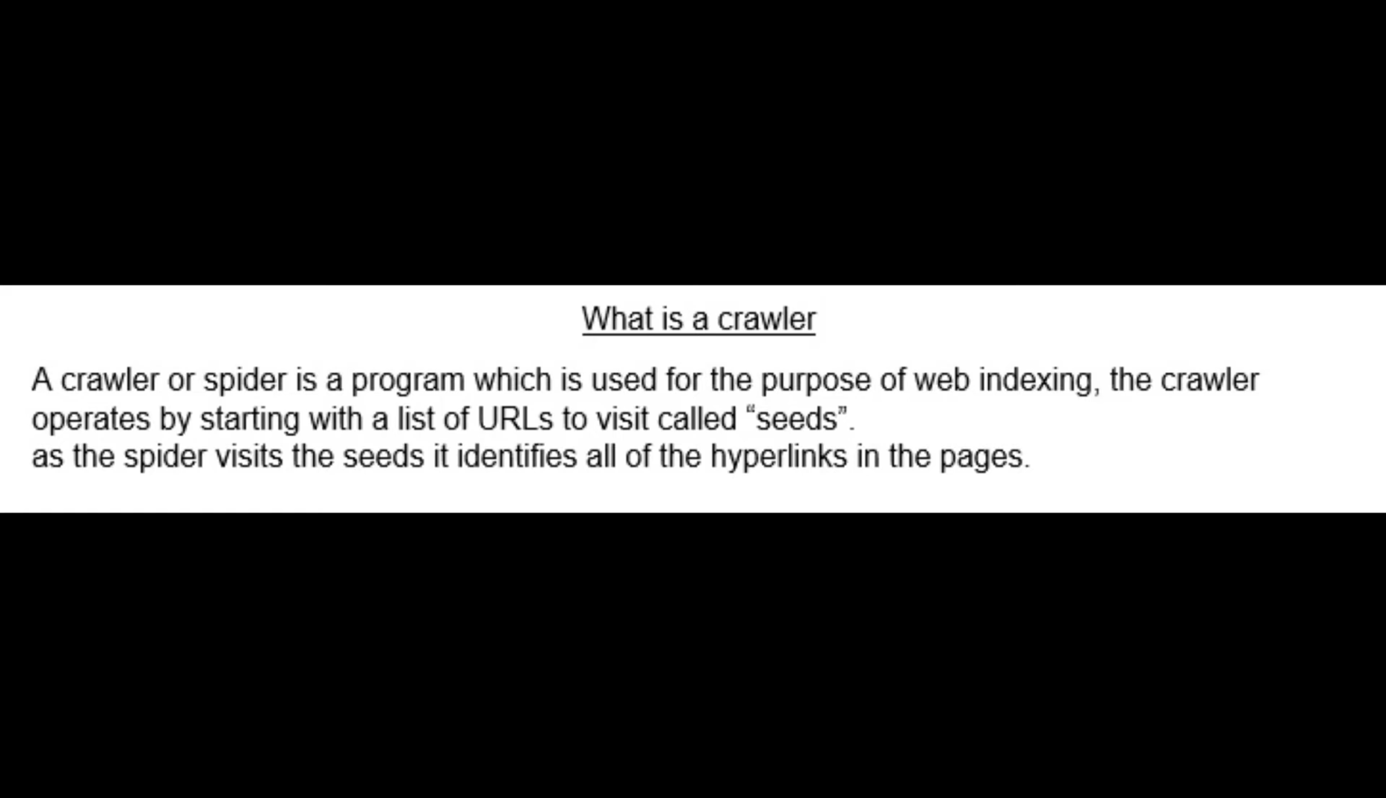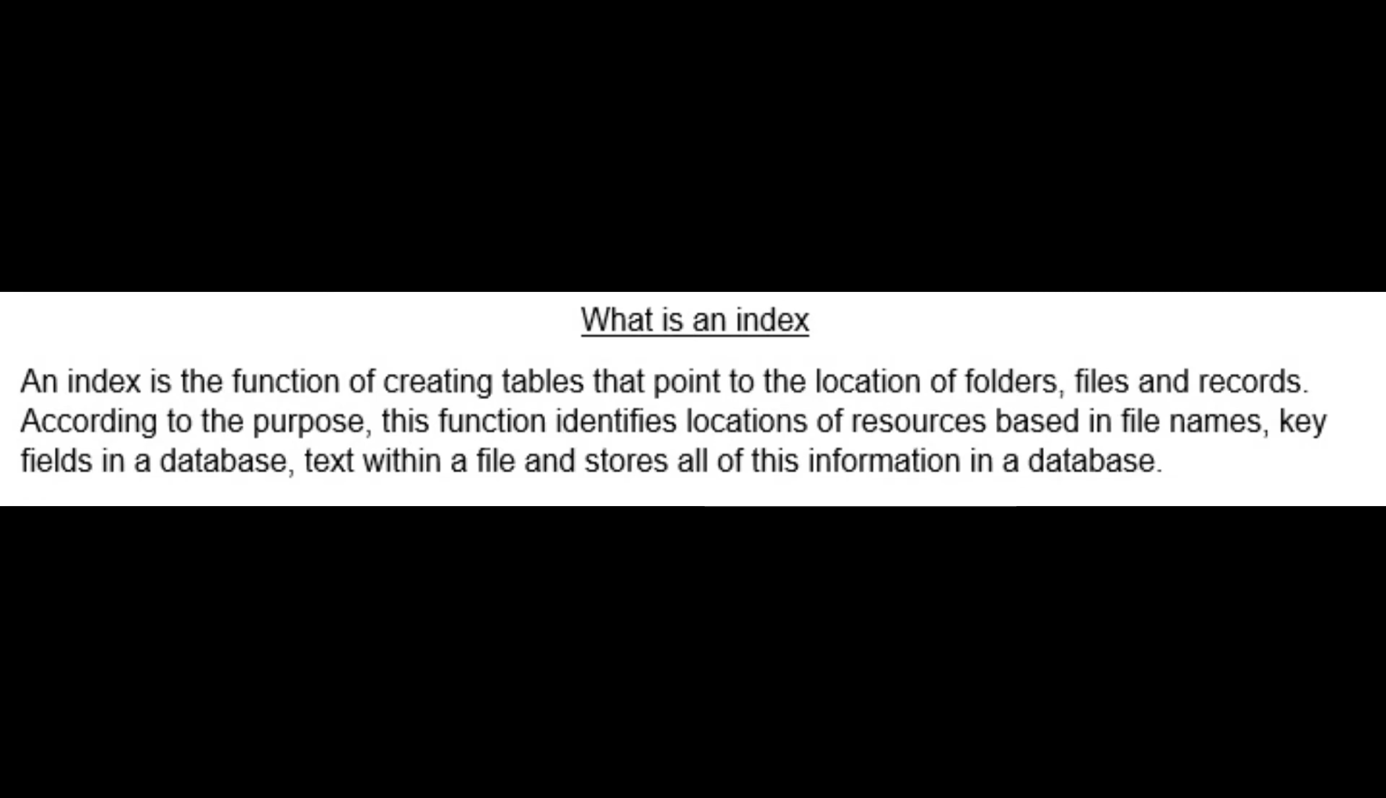We'll start with the crawler. A crawler or spider is a program which is used for the purpose of web indexing. The crawler operates by starting with a list of URLs to visit called seeds. As the spider visits these seeds, it identifies all of the hyperlinks in the pages. Index is the function of creating tables that point to the location of folders, files, and records. According to the purpose, this function identifies location of resources based on file names, key fields in a database, text within a file, and stores all of this information in a database.